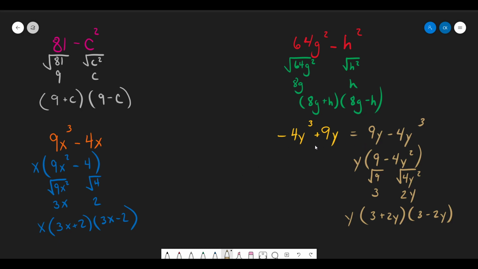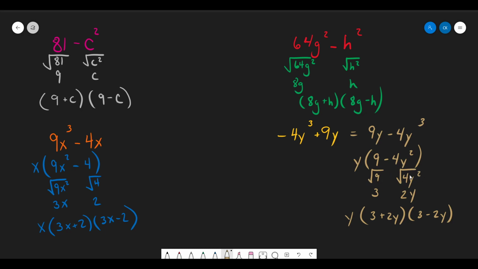Okay, so now for this fourth one. I told you it may be a good idea to rewrite it first, because we want that minus to be in the middle. It just makes it a little bit easier for us to not really have to worry about the signs and everything. So we're just going to rewrite this so that the 9y comes first, and then it's minus 4y to the third. I do recognize that they have a y as a GCF, so I have to take the y out first. Then I divide everything by y, so I get 9 minus 4y squared.